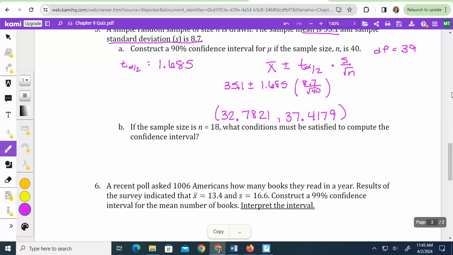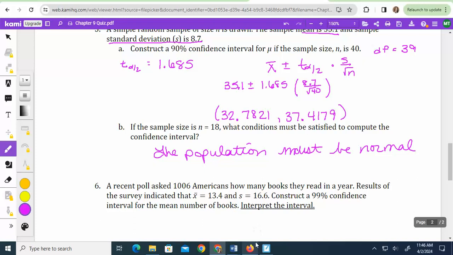Either the data has to be normal or the sample has to be greater than 30. If my sample is only 18, is that greater than 30? No. So in order for this to work, what would have to be true? Yes. So don't forget about our criteria.